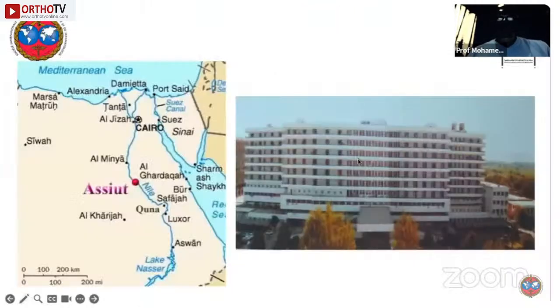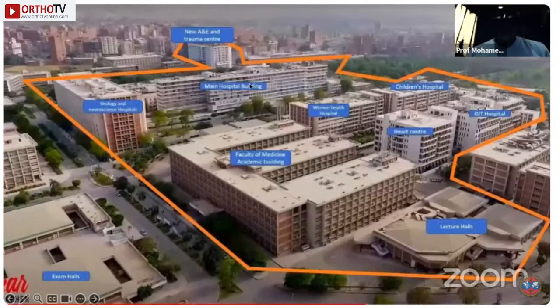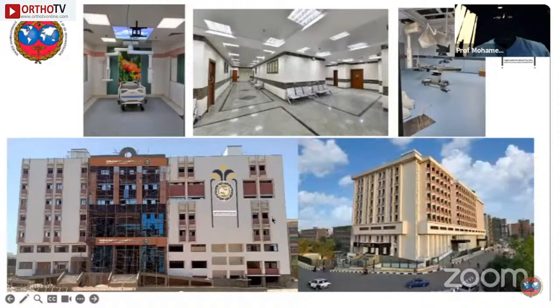So I'm working at Asyut. Asyut city is 400 kilometers south of Cairo, the capital of Egypt. And we have Asyut University Hospital, which, as you can see, is one of the biggest hospitals in Egypt and serves about 30 million population. This is the campus of our university hospital, and here is the old building, and this is the new one for trauma. We got this building for the trauma center, and this is for hand and microsurgery. And eventually, in the opening ceremony, we'll be delighted to receive all of you here.